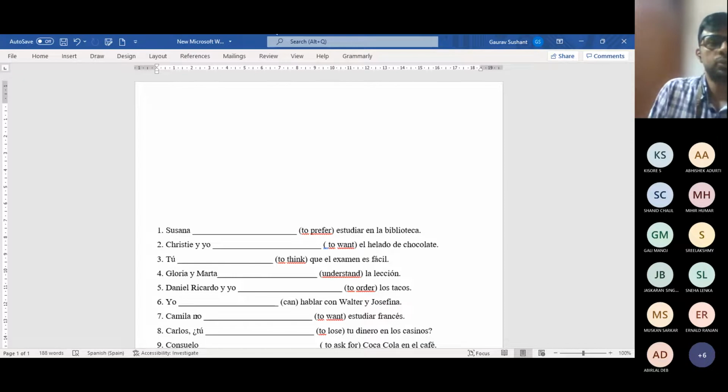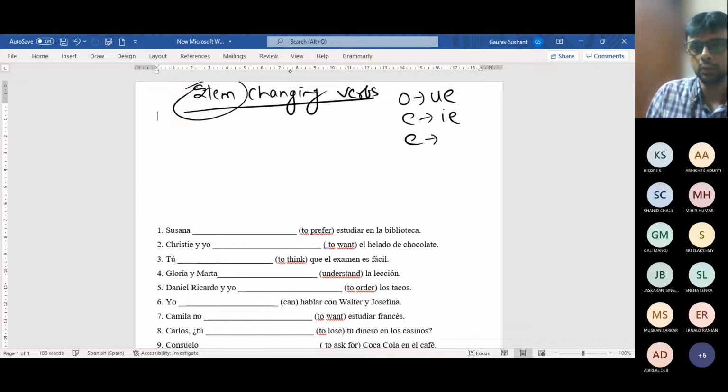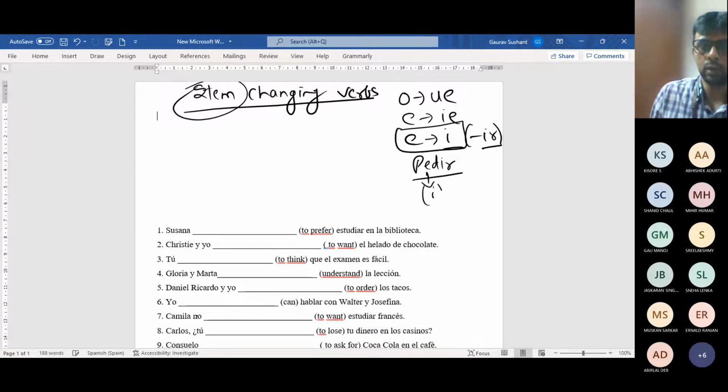So previously I told you about stem changing verbs, and how in the stem changing verbs you have three types of change in the stem part. Basically, in the stem part of the verb, o changes to ue, e changes to ie, and e changes to i. This e changes to i only happens in IR ending verbs. The example which we have taken was pedir, where e will change to i.